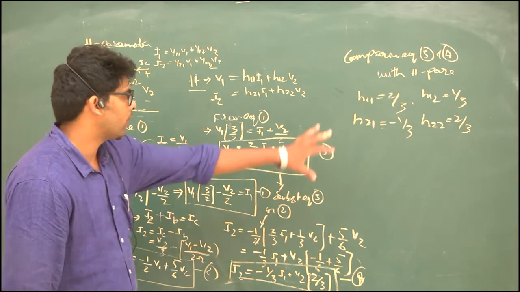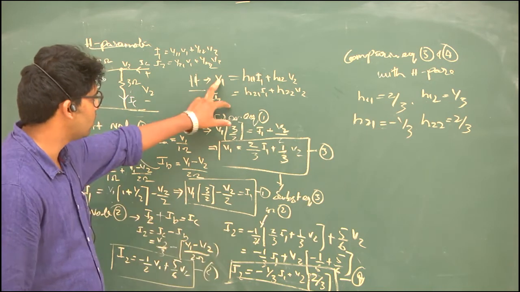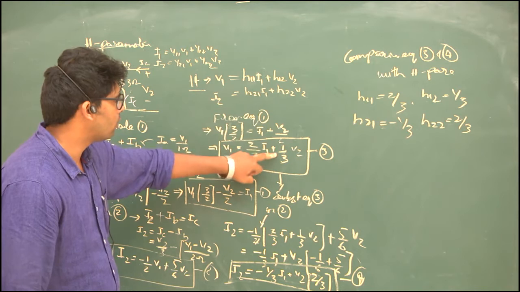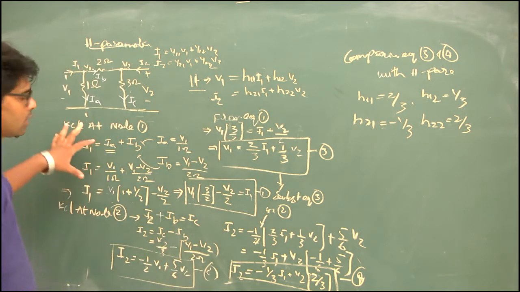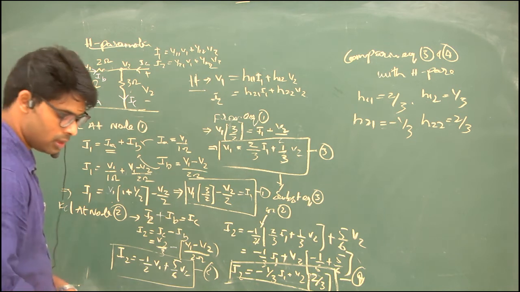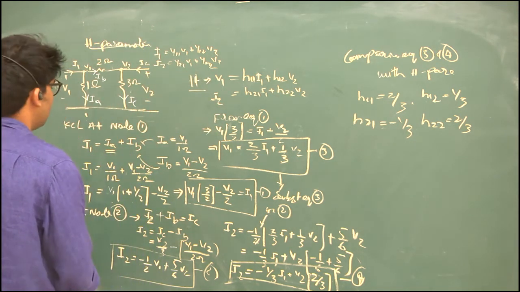Okay, you got that, the h parameters. You compared these two equations with these two equations, that is h11 you got 2 by 3, and h12 you got 1 by 3, and h21 you got minus 2 by 3, it's also fine. This is the normal circuit calculation method. Now we will do the other method, that is the assumption method, that is how we will do, we will see now.